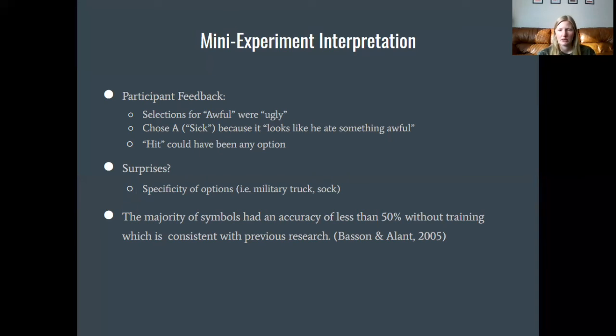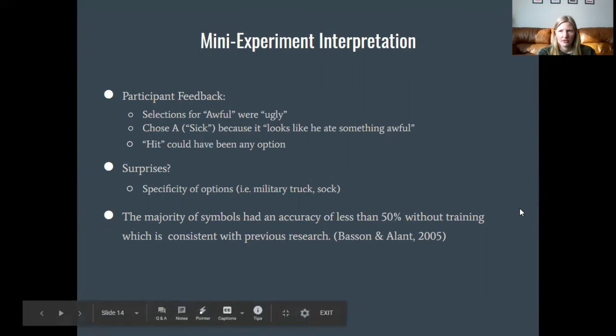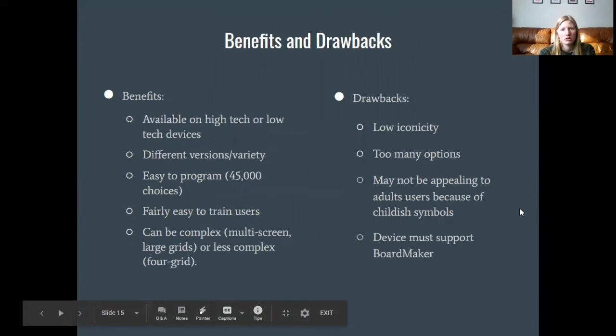Our results were consistent with previous research in that the majority of symbols had an accuracy of less than 50% without training. That corresponds to results found in the 2005 study by Bassett and Gallant.